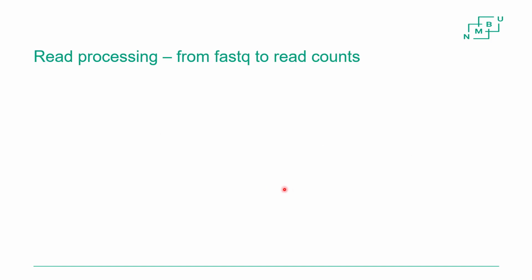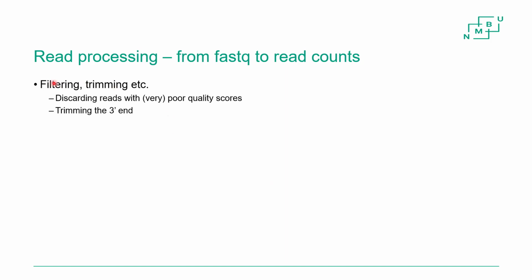Read processing, that's what we are focusing on in this module 10. And that means filtering and trimming, etc. That's the first thing we do. And that is more or less the same as we did for the shotgun reads. We can do some sort of filtering based on the quality scores and so on. And trimming of the 3' end. Why should we do that? Well, remember that the 3' end is always the most error prone in Illumina reads.